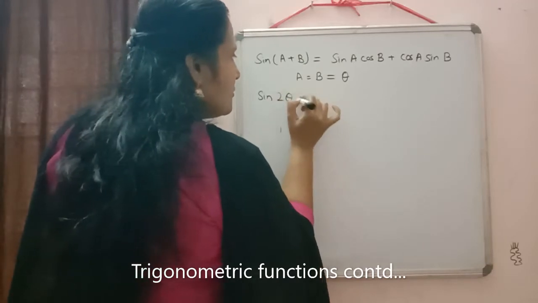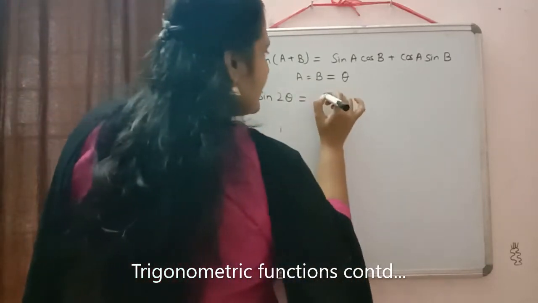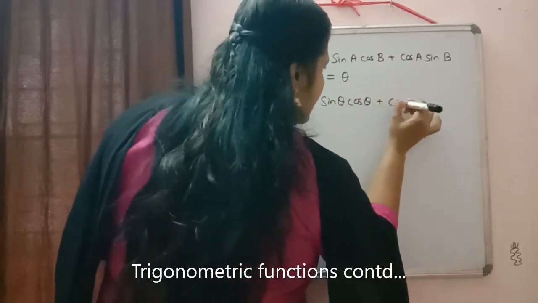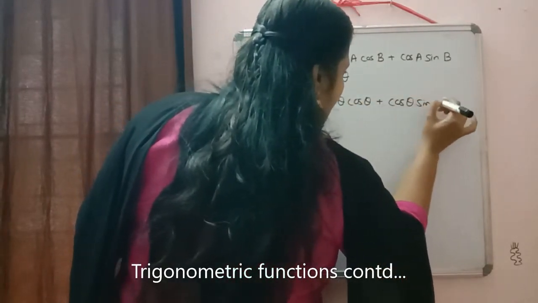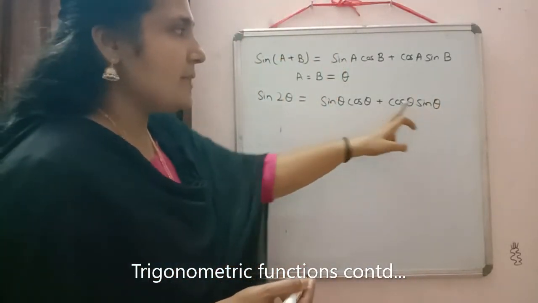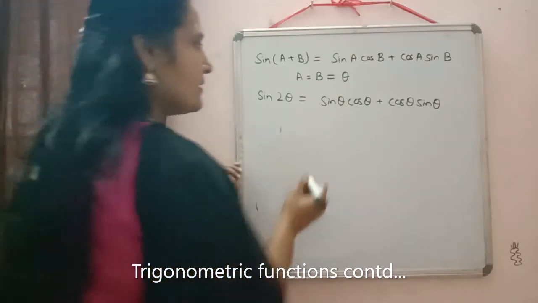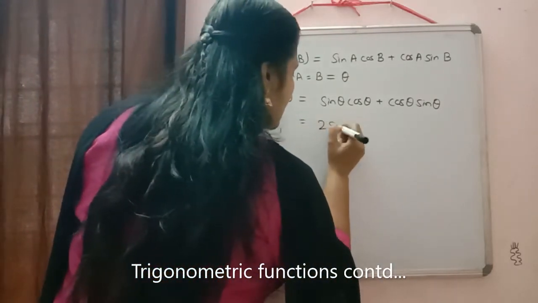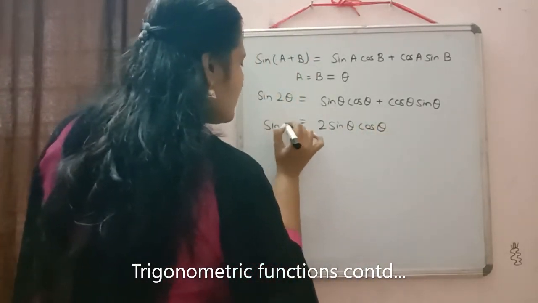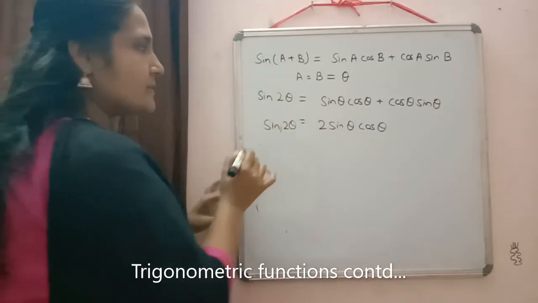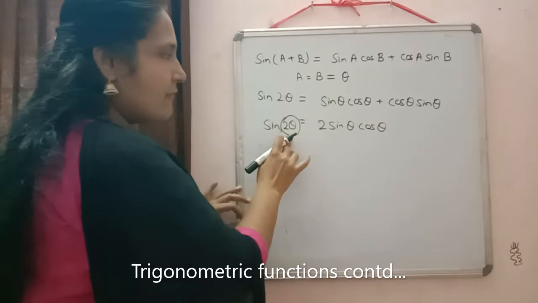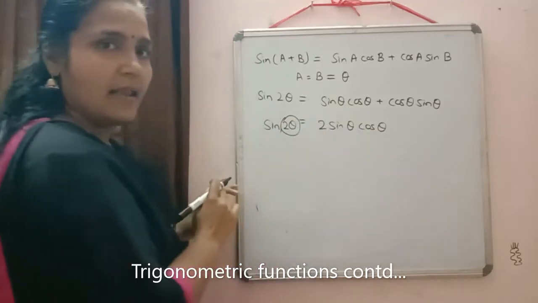So sin 2 theta is equal to what? The right hand side will become sin theta into cos theta plus cos theta into sin theta. Both the expressions are the same, sin theta into cos theta plus sin theta into cos theta. So it will be equal to 2 sin theta cos theta. So sin 2 theta is equal to 2 sin theta cos theta. Here, whatever the angle is written on the left, we have to write half of that angle on the right.